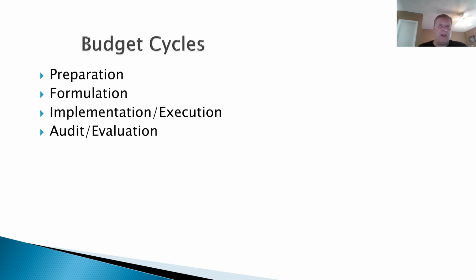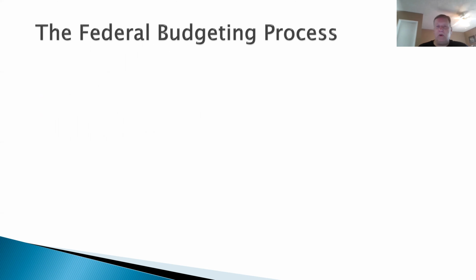So those 4 phases or cycles of the budget process are typical regardless of whether you're talking about federal budgeting, state budgeting, or local budgeting. You're going to have basically those 4 different phases. The difference, though, will be in terms of what happens in each of those phases. And those phases look a lot different depending upon whether you're at the federal, state, or the local level.